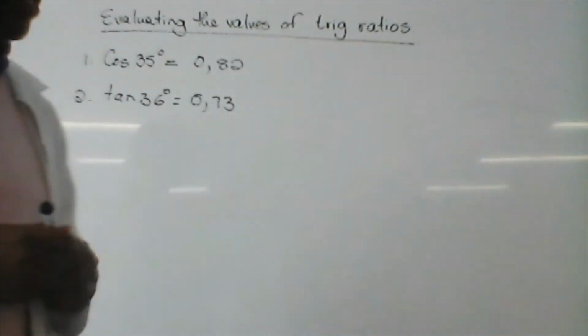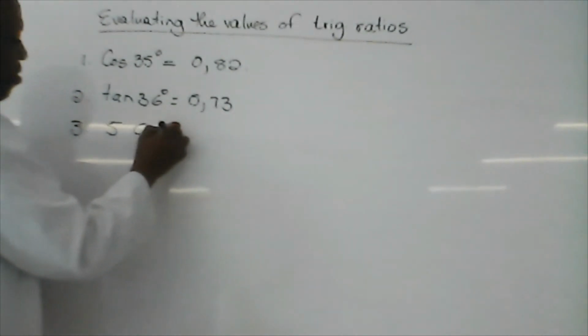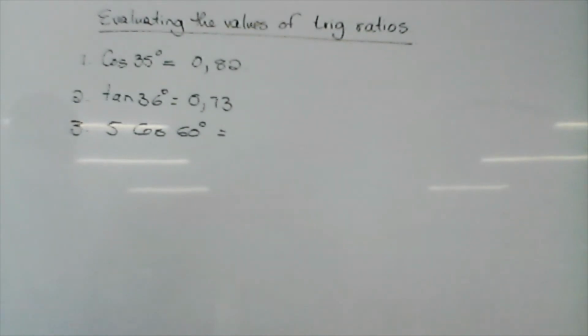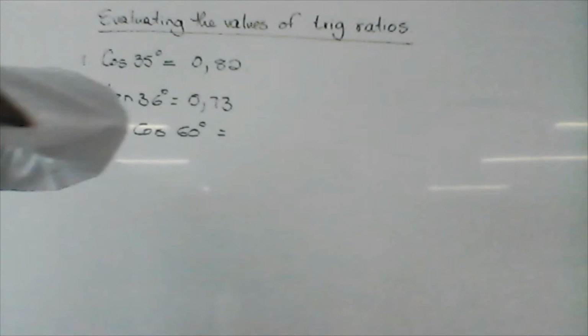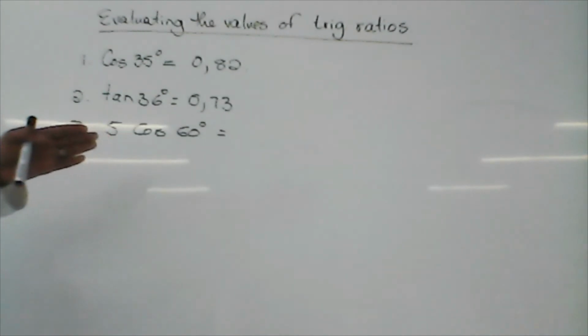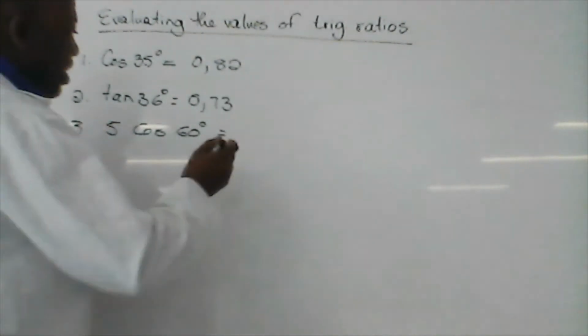5 cos 60 degrees. 5 cos 60 degrees. Now remember, Emma, type it as is, as you see it. This means 5 times cos 60 degrees. 2.5. It's going to be 2.5. Nicely done.